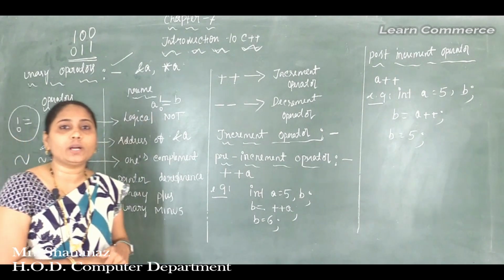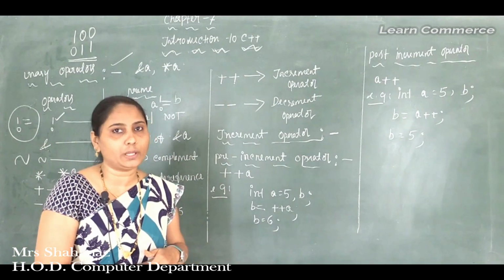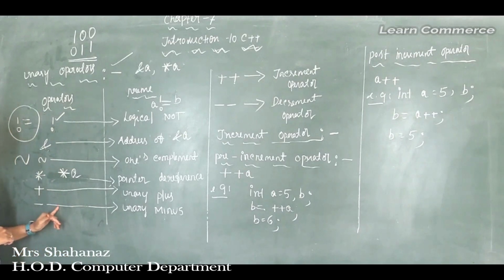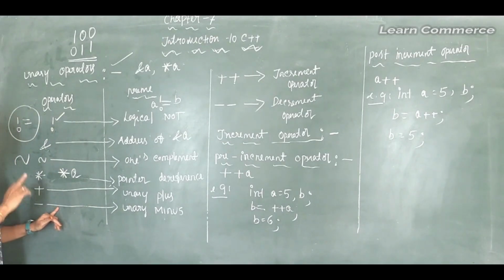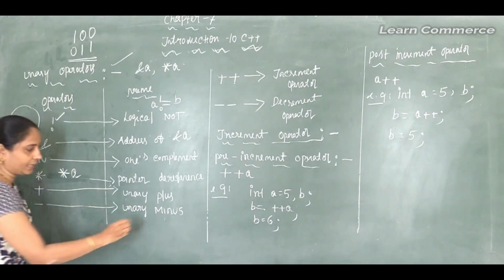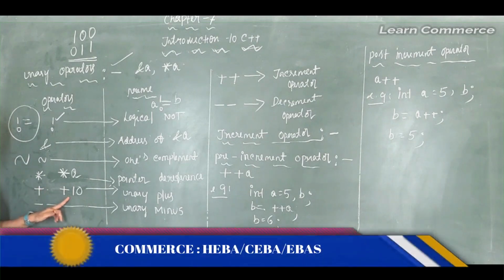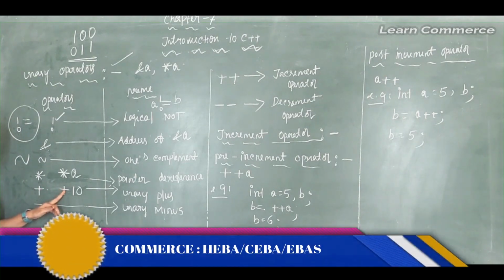Okay, the unary plus here. So what about the unary plus? Such an operator is used to represent the positive, or we can say the signed positive operand. For example, plus 10. Clear this point? Plus 10, that is called the unary plus. In this case, if you are using just a plus, that is called the unary plus here.